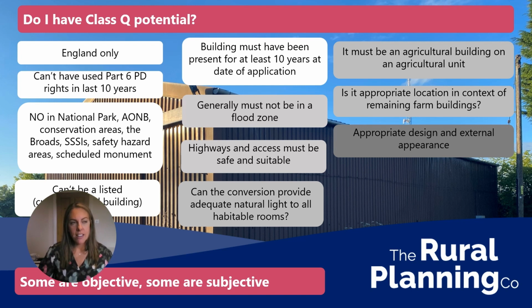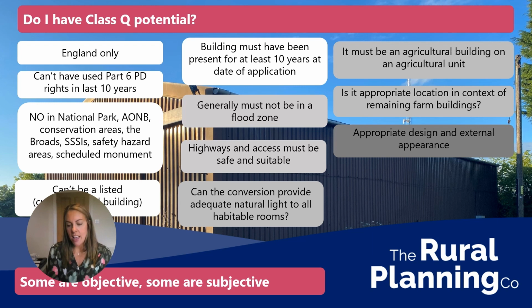Again, something that comes up quite regularly is whether the design and external appearance of the barn is appropriate. And that is very subjective, because that's a planning officer deciding on whether they think that your design and external appearance is appropriate. So generally speaking, this is the difficulty: they want less glazing. They don't want, as a rule of thumb, loads and loads of windows everywhere. But of course, we've still got to meet the adequate natural light. So there is a real balance to be had on this.